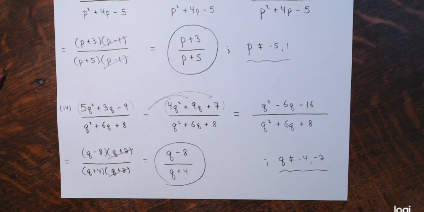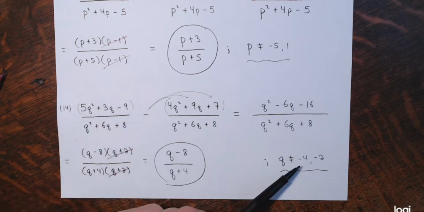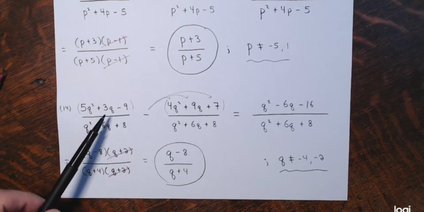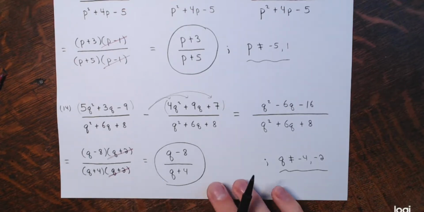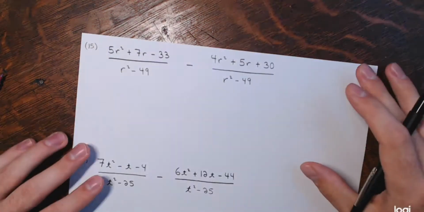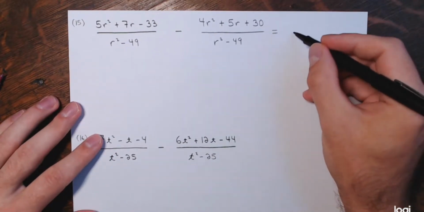And once again, test it out. Check out some different values of q, as long as you're not replacing q with -4 or -2. So replace q with 0, with 1, with 5, with whatever you want, as long as it's not -4 or -2. And the value of the original expression should be exactly the same as the value of this final expression. All right, so now we're getting to our last page, and it's the same procedure. Subtracting fractions and then simplifying. And all these fractions have the same denominator.